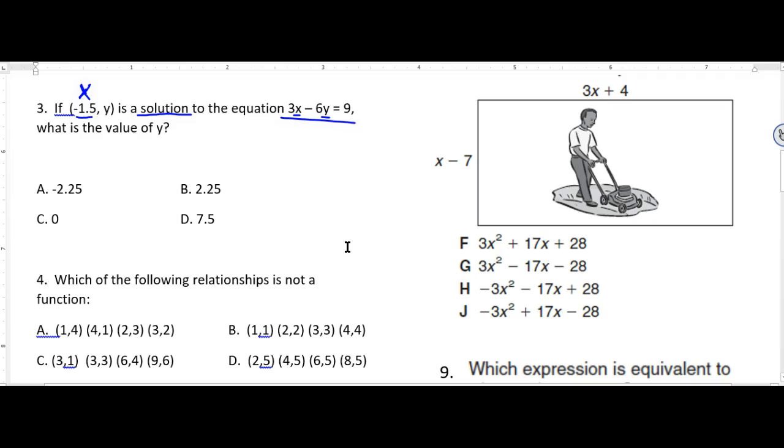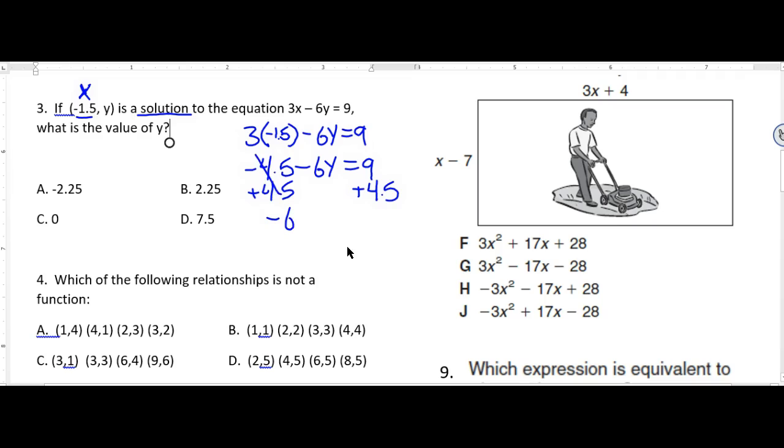So I'm going to plug in negative 1.5 for x. So I'm going to change this to 3 times negative 1.5 minus 6y equals 9. When I multiply this out, this comes out to be negative 4.5 minus 6y equals 9. All I need to do is solve for y. So add 4.5 to both sides. We get negative 6y equals 13.5. Divide by negative 6. And I believe we get, no, negative 2.25. Yes.